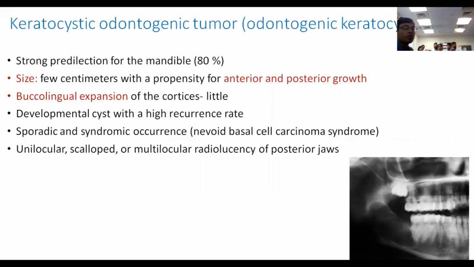Keratocystic odontogenic tumor or odontogenic keratocyst also has a predilection for the mandible. It is seen 80% of the time in the mandible. It can vary from a few millimeters to a few centimeters, and again, the growth will be in the anterior and posterior direction. It will be growing from this to this direction, along the mandible. Something like this, it's more likely to be. Because both are located in the posterior part of the mandible, you have to remember, in one there is a lateral growth, in one there is an anterior posterior growth.